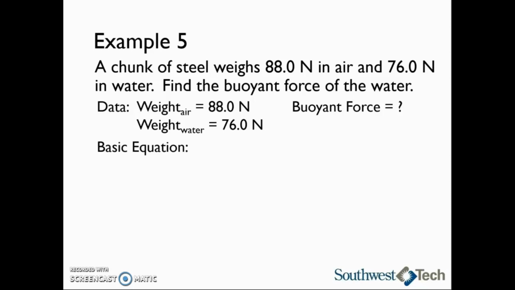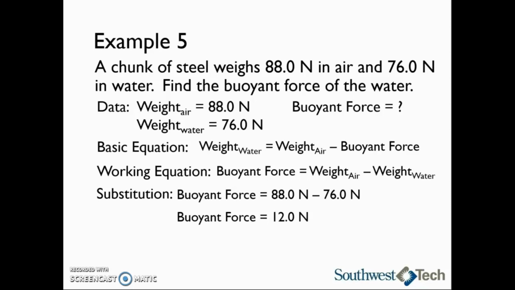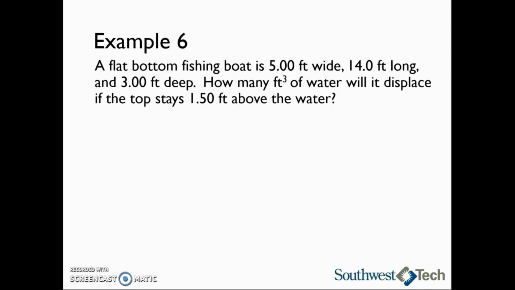The basic equation is that the weight in water is equal to the weight in air minus the buoyant force. Since we are trying to find the buoyant force, we need to rearrange to get that the buoyant force is equal to the weight in air minus the weight in water. Next, we can substitute the data we were given. The buoyant force is equal to 88.0 newtons minus 76.0 newtons. This gives us a buoyant force of 12.0 newtons.